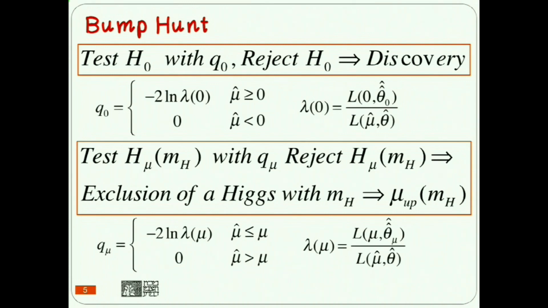Then, if I want to test the existence of the signal, test H mu, at some mass, I use the test statistic q mu. If I reject the signal hypothesis, I actually exclude the Higgs with a mass mH, and then I derive an upper limit. The test statistic is given by -2 log of lambda evaluated at my tested hypothesis, mu, signal with strength mu. Again, an upward fluctuation of the signal will not serve as evidence against the signal, because if I see too big a signal, then I don't want to reject it. This is fine with me.